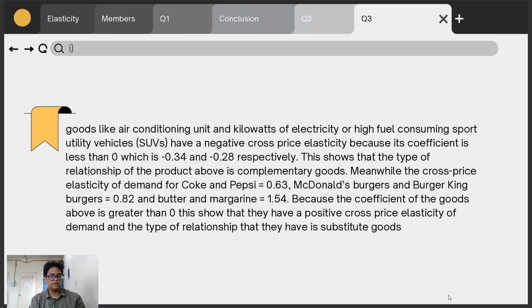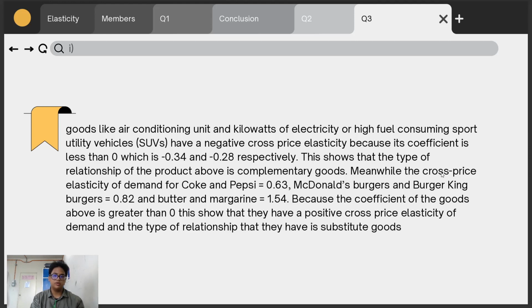First, let me explain question 1. Goods like air conditioning units and kilowatts of electricity, or high fuel consuming sport utility vehicles (SUVs), have a negative cross price elasticity because the coefficient is less than 0, which is negative 0.34 and negative 0.28 respectively. This shows that the type of relationship of the products above is complementary goods.